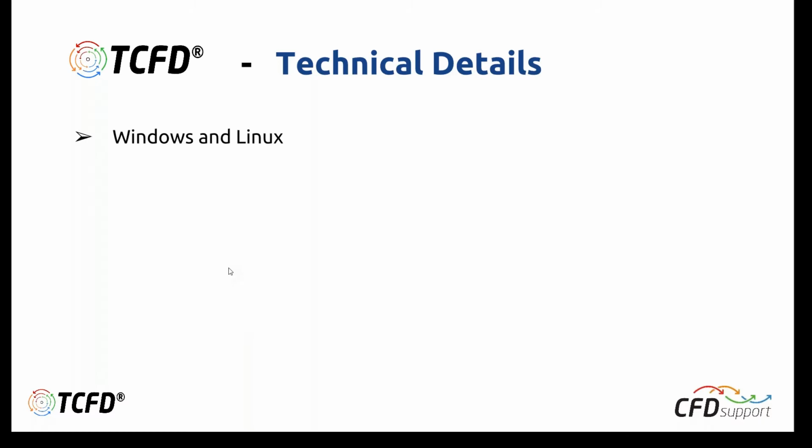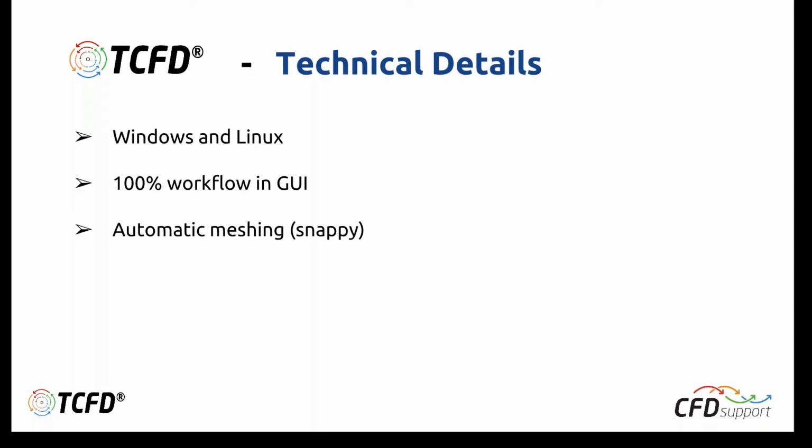So Turbo Machinery CFD is available for Windows and as well for Linux. The workflow is exactly the same. There is an included graphical interface. So nowadays 100% of work is done in the graphical interface. So no need to run anything in the command line, only if you want it. There is an automated meshing system included into Mesh CFD based on Snappy Hex Mesh of OpenFOAM. You can, of course, load an external mesh if you have one.